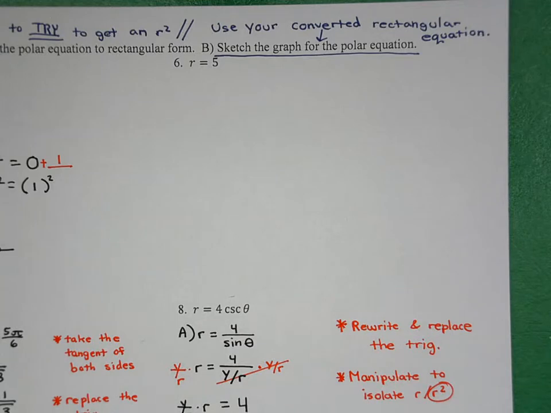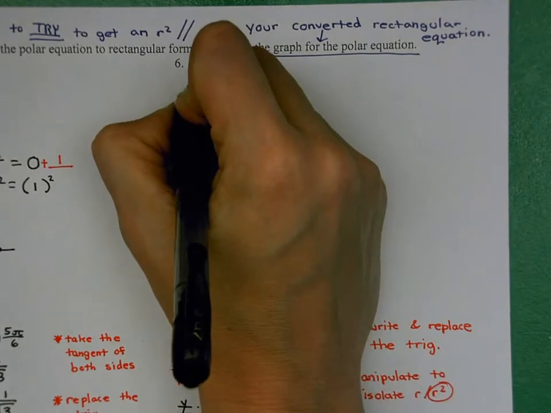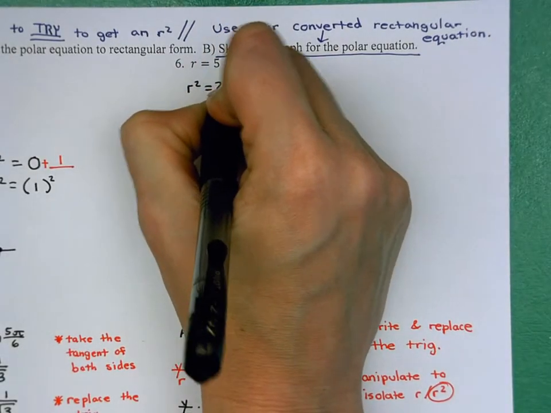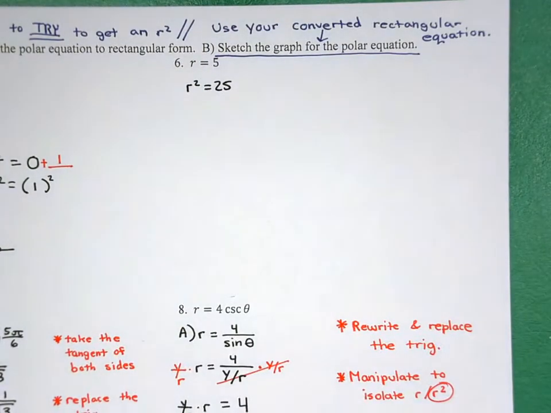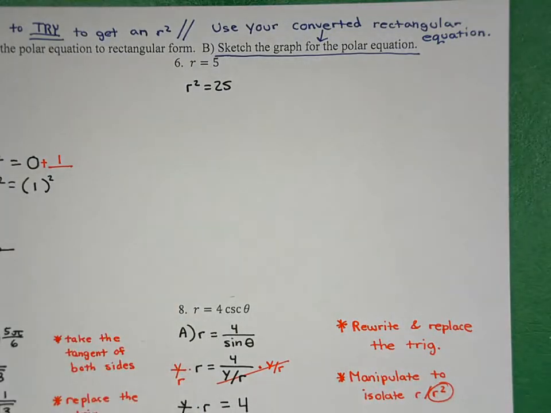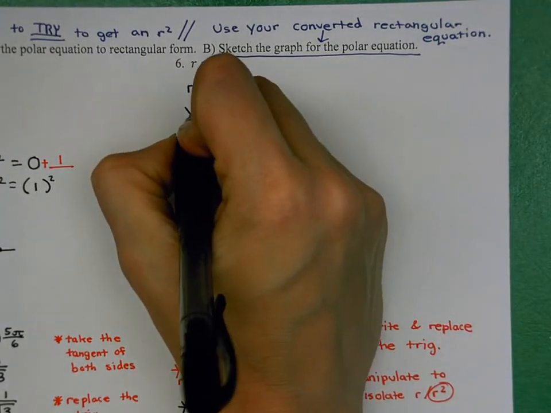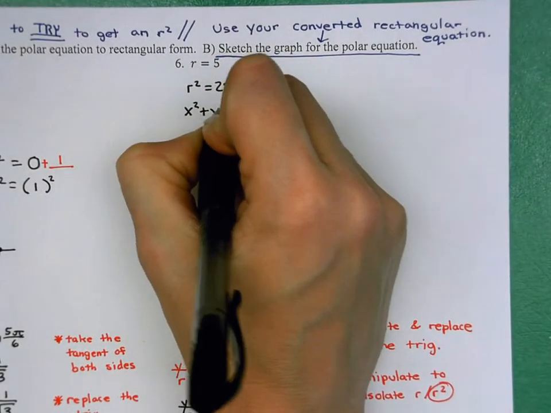Ultimately speaking, our goal is to get r squared here. So how can I get r squared? Okay, well, if I square both sides, r squared equals 25, right? Or 5 squared, which is 25. Well, now I've got r squared. And so I can go ahead and substitute. Remember, x squared plus y squared equals r squared.